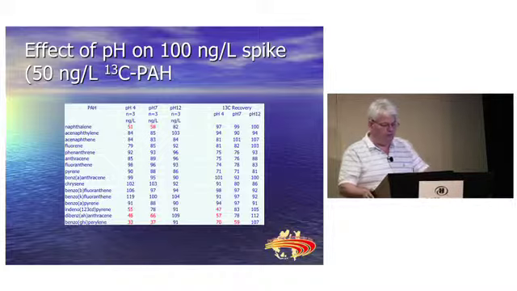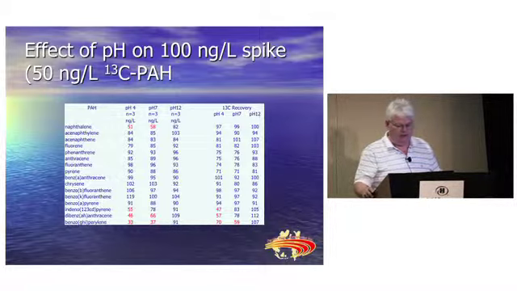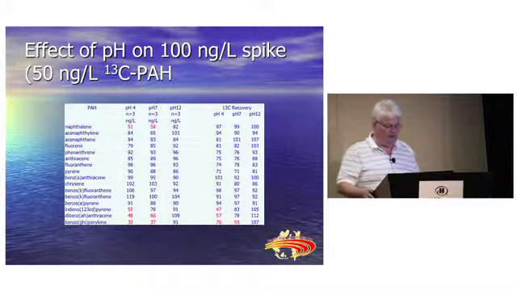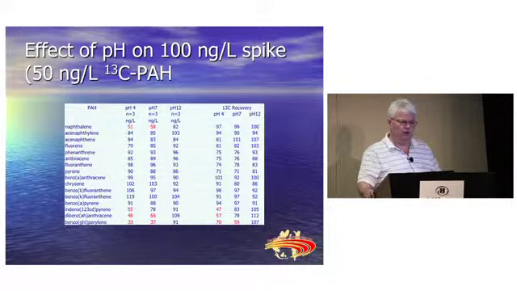Before I get to that, I wanted to say we looked at the effect of pH on PAH. I was actually a little bit surprised here that we didn't destroy more of the PAH with the acidic solution. We ran at pH 4, pH 7, and pH 12. And really the ones in red are the ones that had the low recoveries.